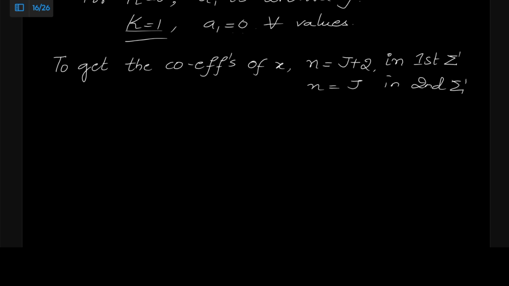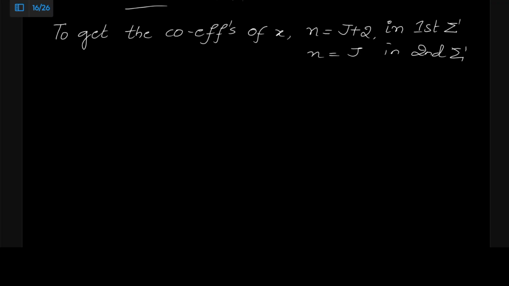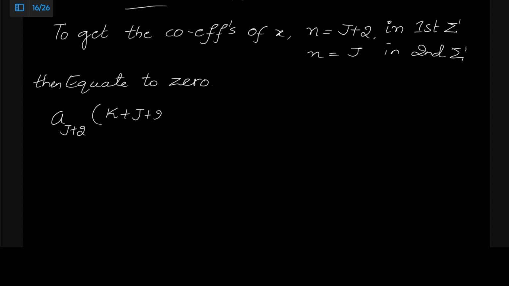Now if I am making these corrections, I'll equate it to 0. Now if I am equating it, what will be my coefficient? The revised coefficient would be a j plus 2. Why j plus 2? Because the first summation is having the n value as j plus 2. So k plus j plus 2 into k plus j plus 1, right?